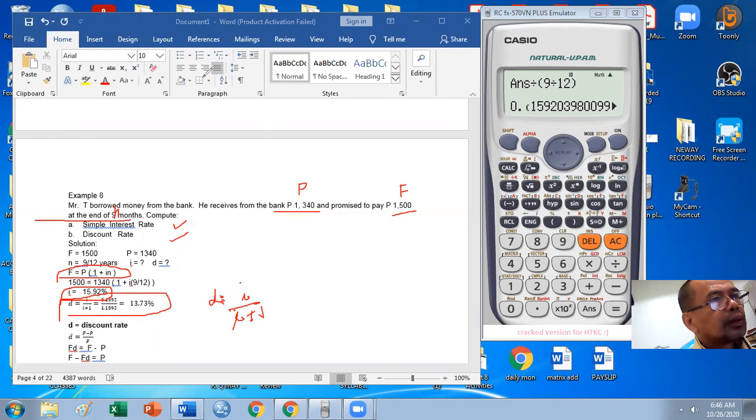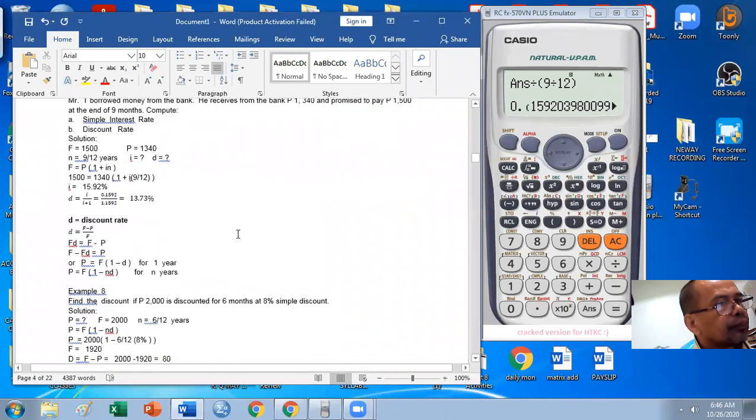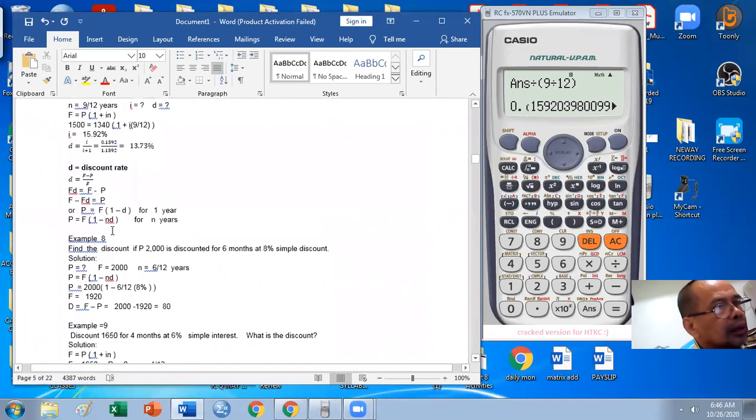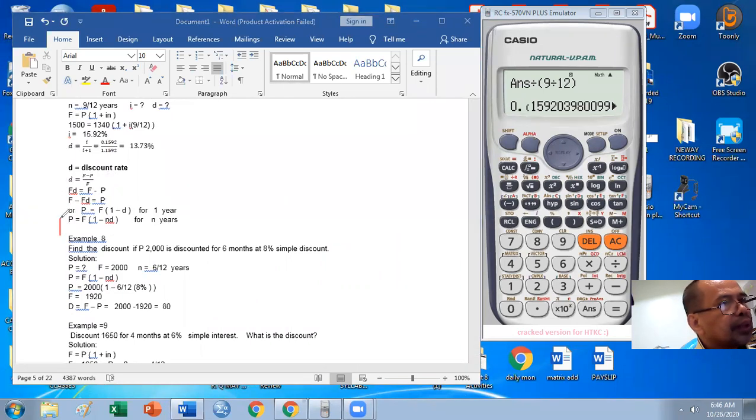So, next, okay, this formula also can be used. P is F times 1 minus ND for N years, if you are given the discount rate. If you're given the discount rate, this will be our formula.